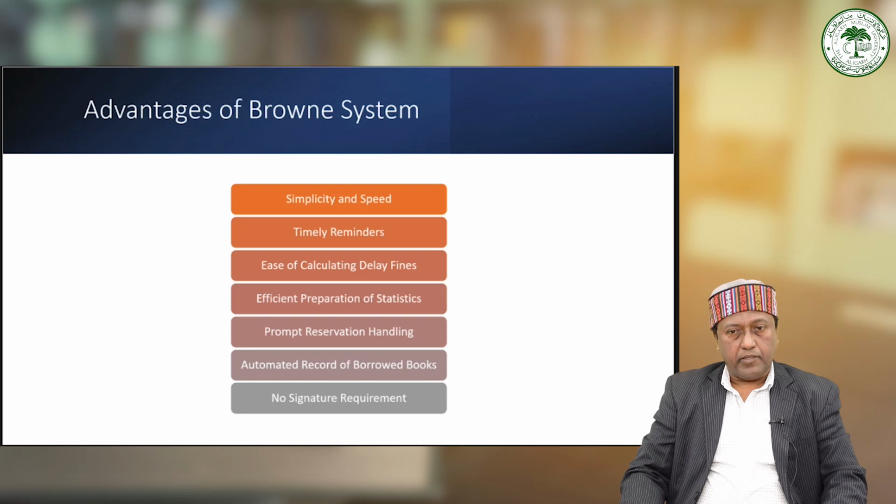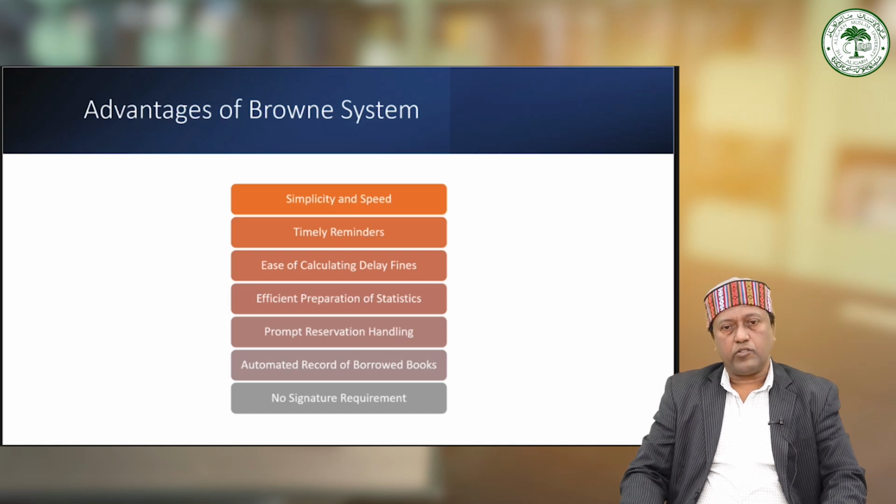Number two, timely reminders. The ability to issue the reminders without delay is crucial for ensuring that the patron returns borrowed material on time. With all necessary information readily available within the circulation system, the staff can quickly identify overdue items and notify patrons, helping to prevent unnecessary fines and maintain the availability of library resources for all the users.